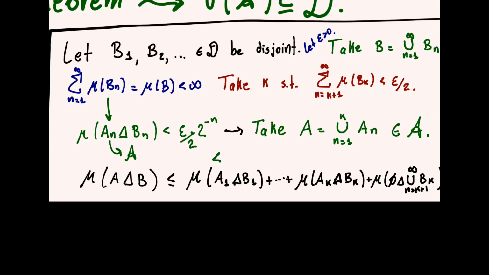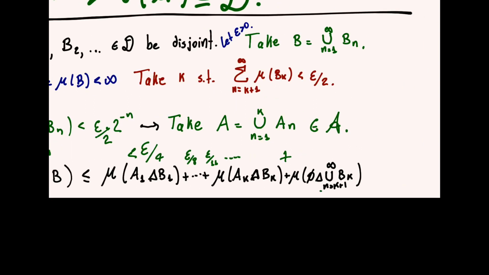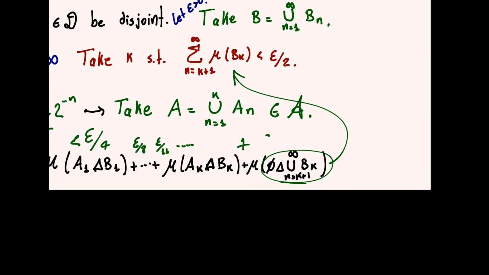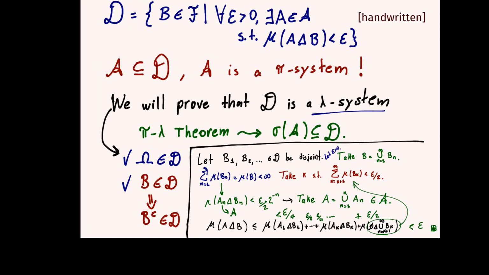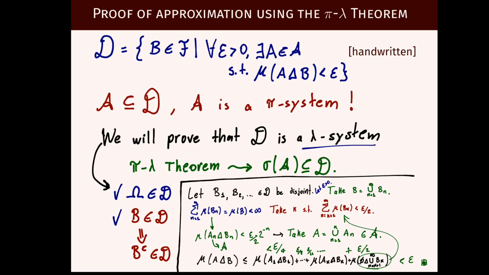This will be less than epsilon over 4, then epsilon over 8, epsilon over 16, and so on until here, plus now the last term, which is just this union here, we can bound the union from above by the sum of all the measures. So this is less than epsilon over 2. So all these together are less than epsilon, which is what we had to prove. So we just provided an alternative proof of the approximation theorem using the pi lambda theorem.